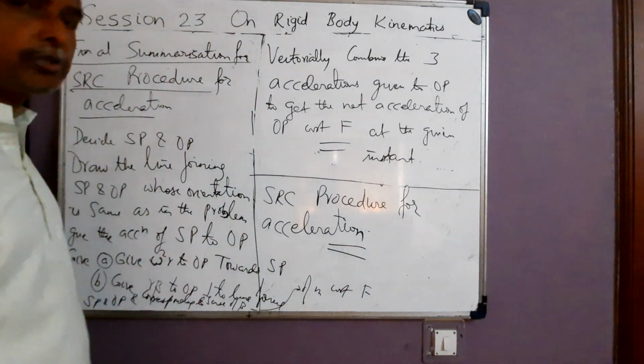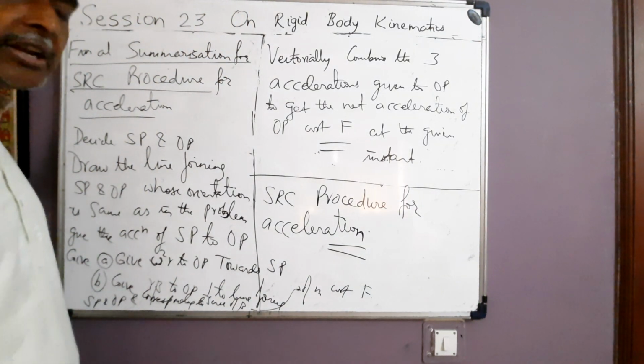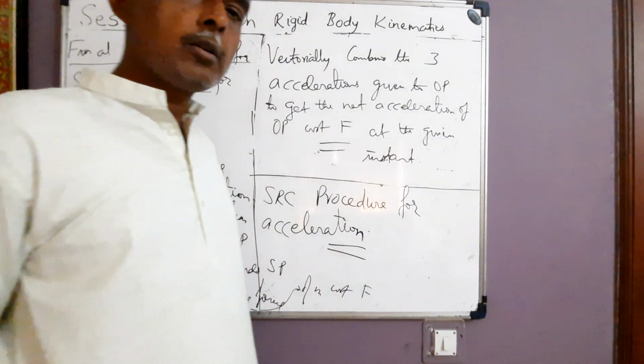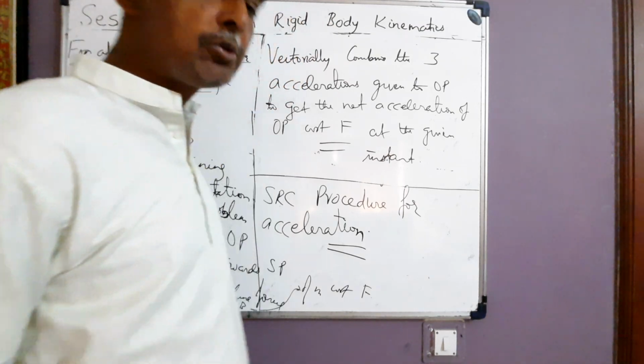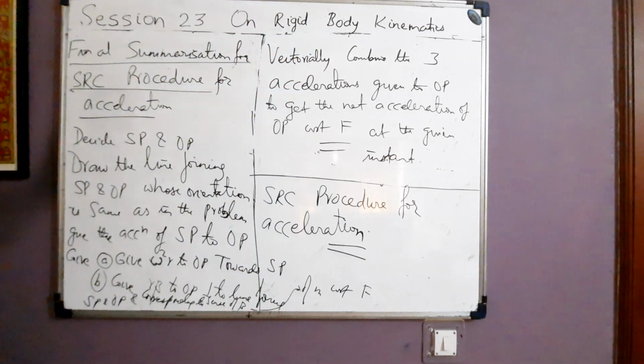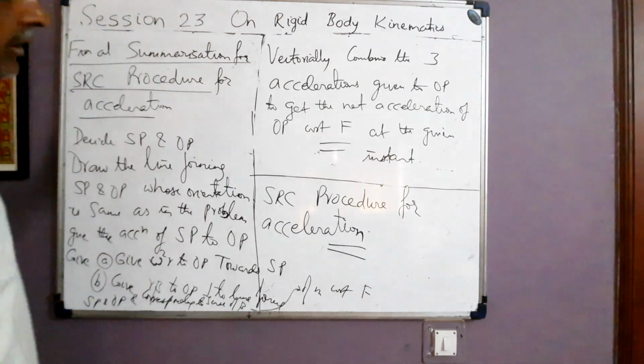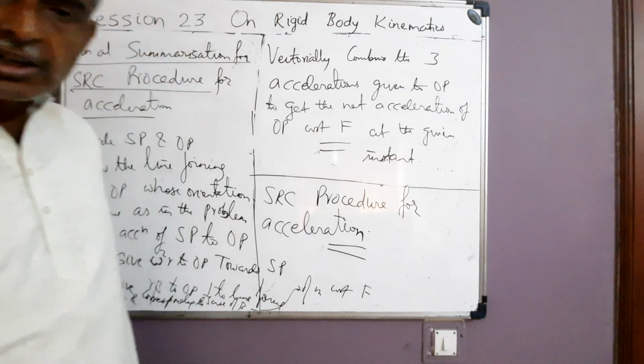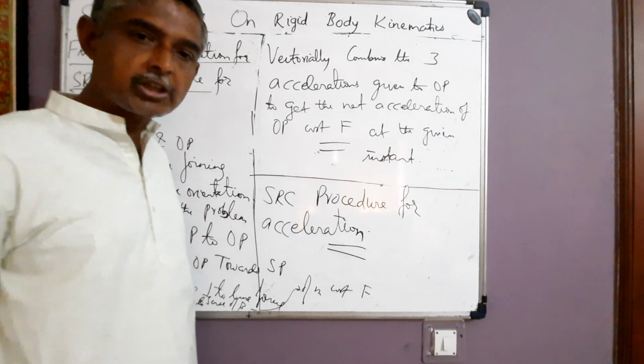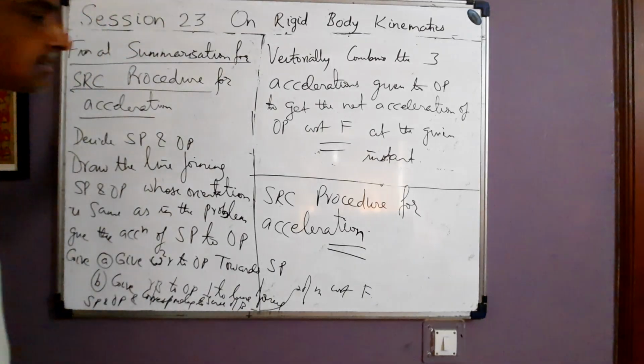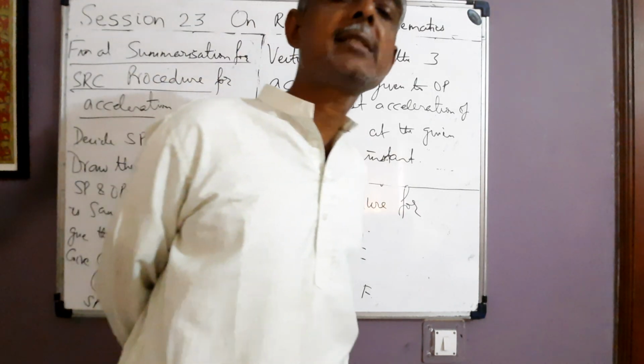And the third action we have to take: we vectorially combine the three accelerations given to OP to get the net acceleration of OP with respect to frame F. This is called the SRC procedure for acceleration. S for selection, R for rotation, C for combination.